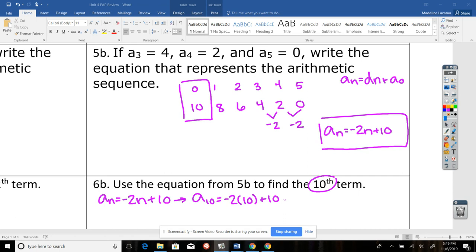Now all we have to do is simplify that. So negative 2 times 10 is negative 20 plus 10. So a sub 10 still equals negative 20 plus 10. And if we simplify that further, we get a sub 10, so our 10th term has to equal negative 10. And that is the answer. So those two problems kind of go together.